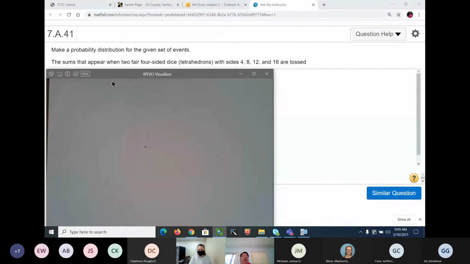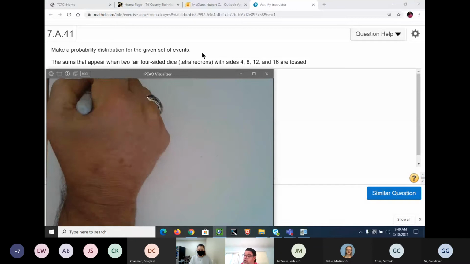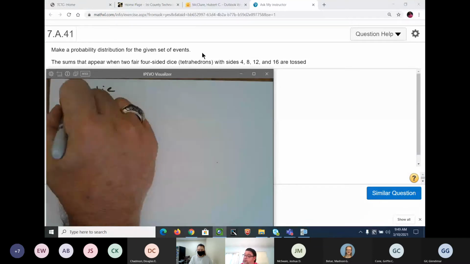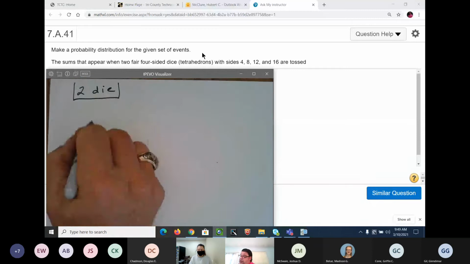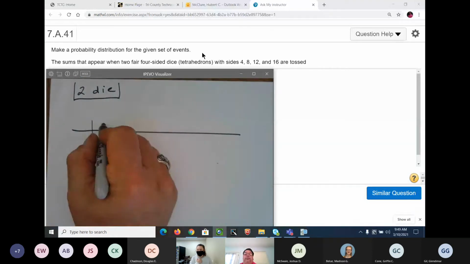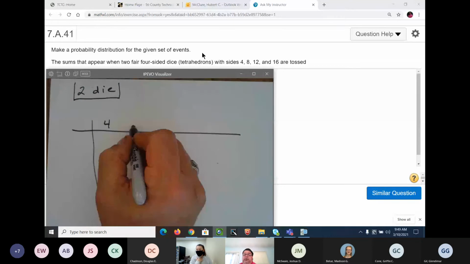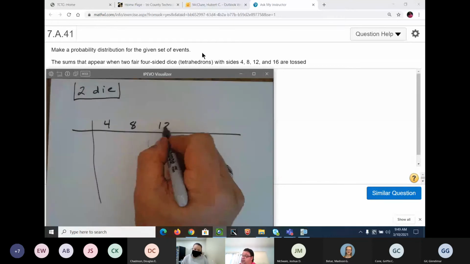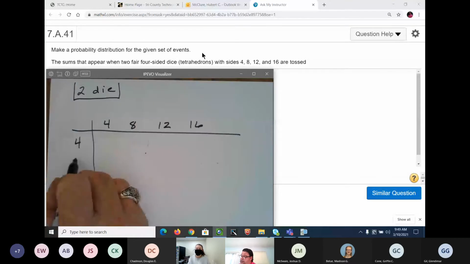Okay. The sums that appear when two fair four-sided die are rolled look like pyramids, with sides 4, 8, 12, and 16. Whenever you're given a die and they ask you to roll 2 die, you always draw a chart. And you put the numbers on the side. So this is going to be 4, 8, 12, and 16.